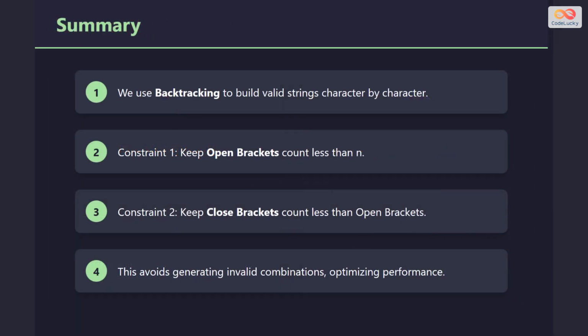To wrap up, remember that we solve this using backtracking. We build the solution step by step, ensuring validity at each step by checking our counts. We only add an open bracket if we have allowance left, and we only add a close bracket if it balances an existing open one. This guarantees efficiently finding all valid combinations.